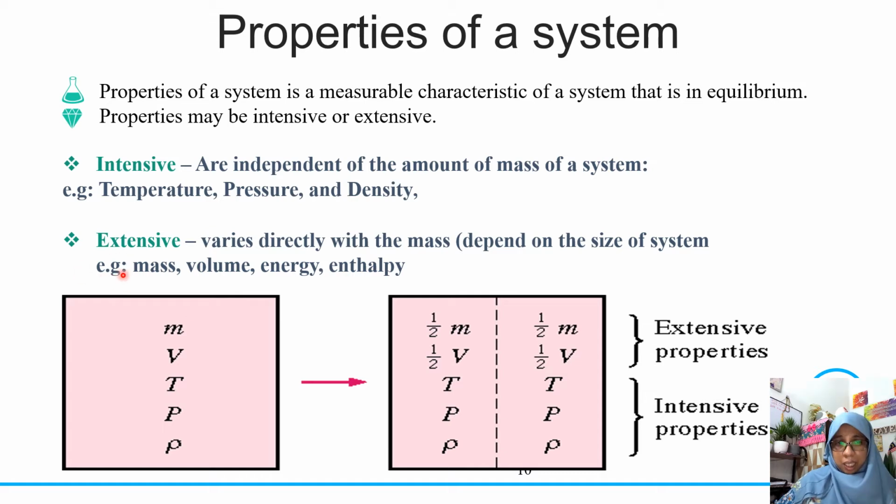Kalau extensive, dia adalah berkadaran. For example, mass, volume, energy and enthalpy. So untuk tiga perkara, volume, energy and enthalpy, dia boleh dibahagikan dengan mass dan dia akan menjadi spesifik. Contoh spesifik volume, spesifik internal energy, spesifik enthalpy. Okay, dia boleh berkadaran dengan mass.